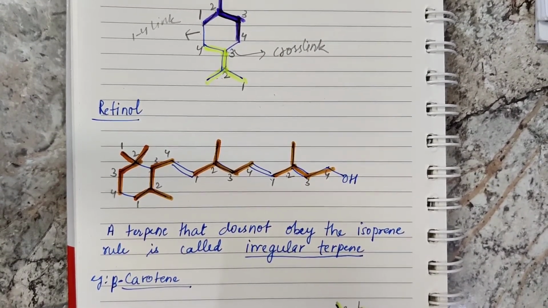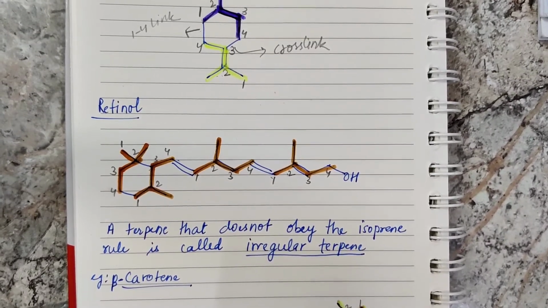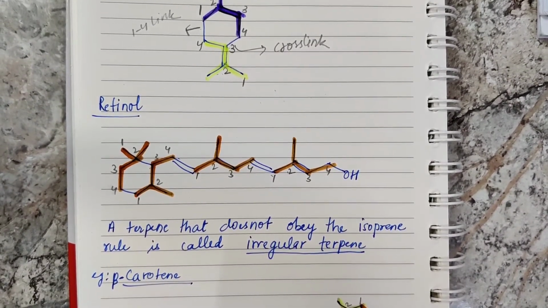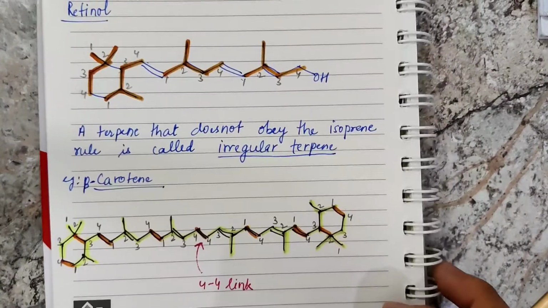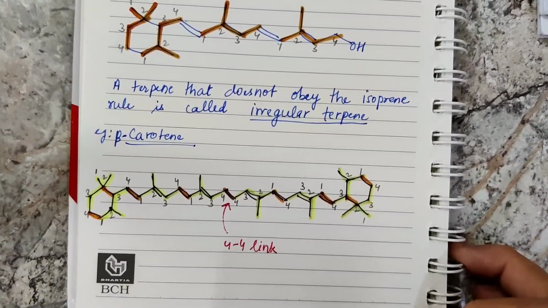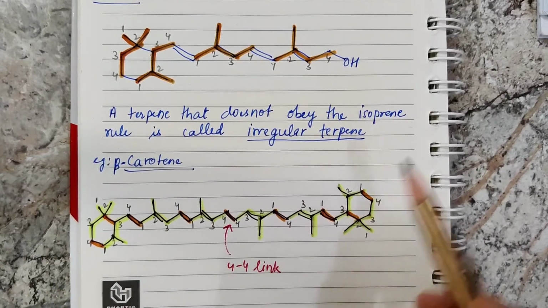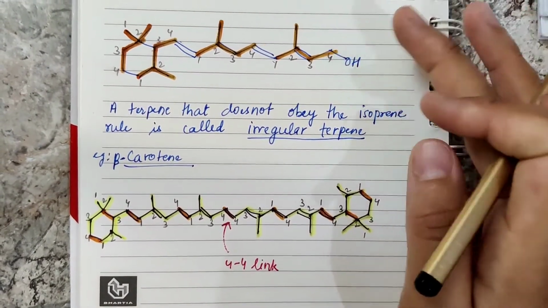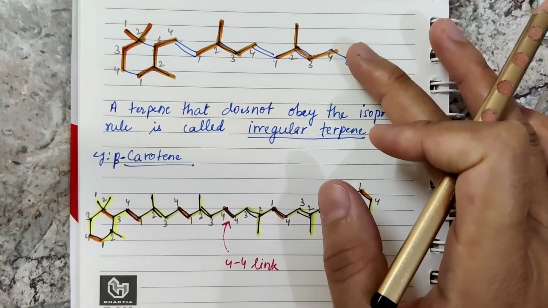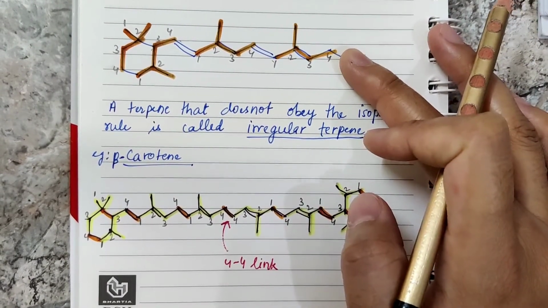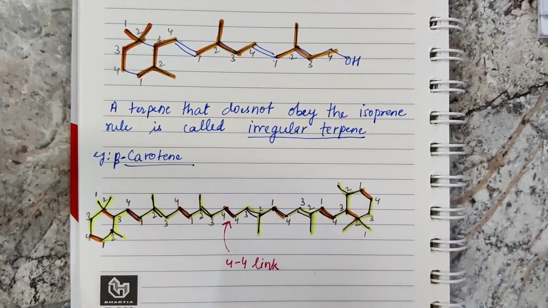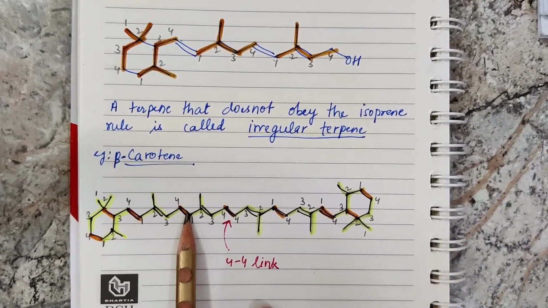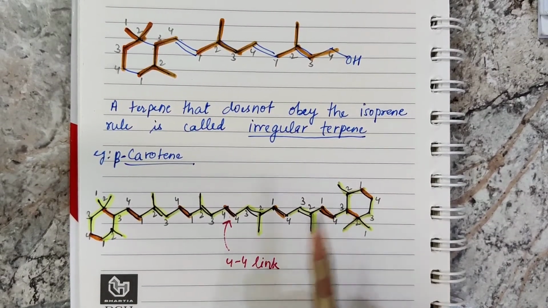For example, carrot has a terpene called beta carotene. The orange color in the carrots is due to this beta carotene. So the structure is like this. It's not very different from retinol. If you combine, let's just remove this OH and combine these two units, you will get beta carotene. So the orange colored are the links.